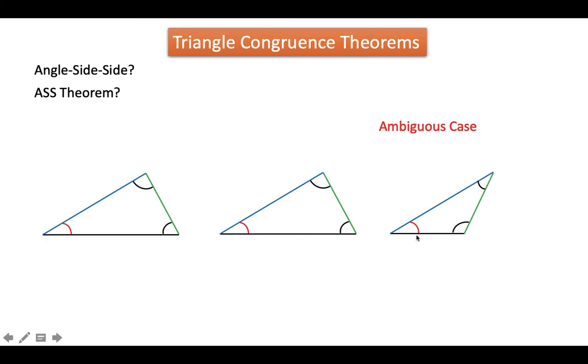And if we compare the third side of these triangles, we can see that they are not congruent. Therefore, if one of the corresponding sides of two triangles is not congruent, then the two triangles are not congruent. Therefore, there is no such ASS theorem in triangle congruence theorems.